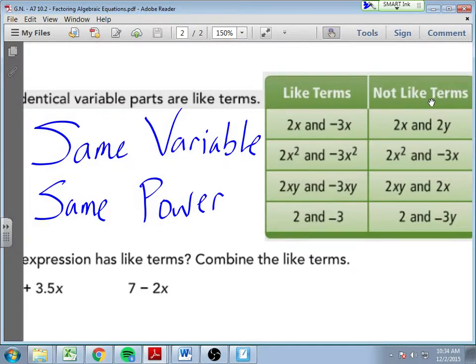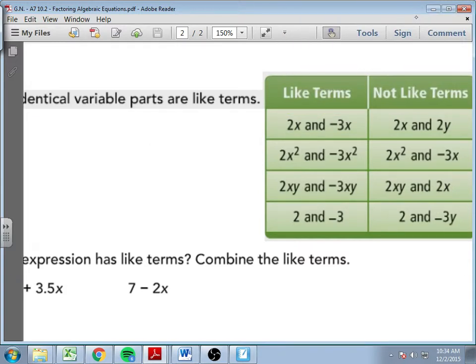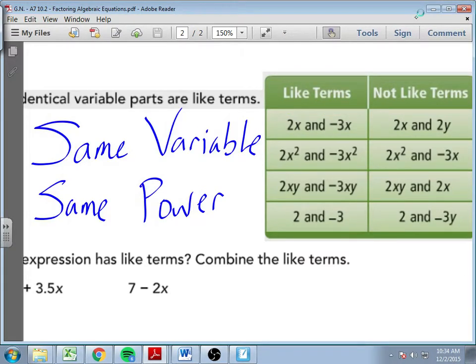Olivia? So it has to have the same variable and the same power, but are the variables connected to the numbers? Yeah, through multiplication. Okay. But the coefficient on it doesn't make a difference. So if you had 2xy and just xy, well, that's really one xy, and they are like terms because the variables are the same. Make sense? Okay.